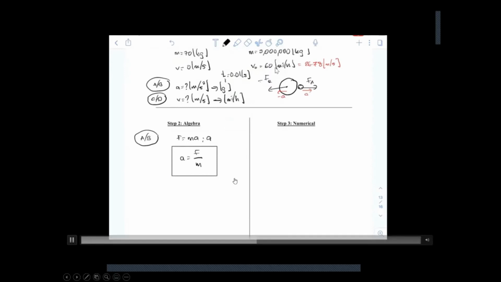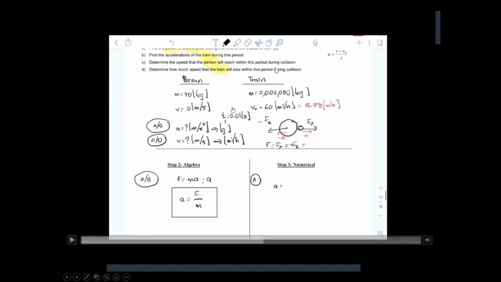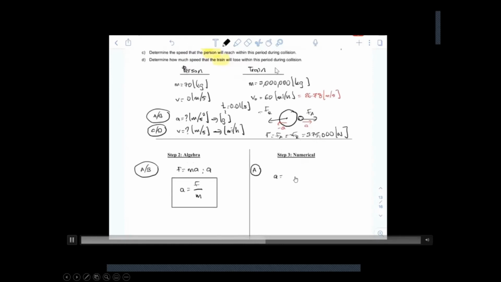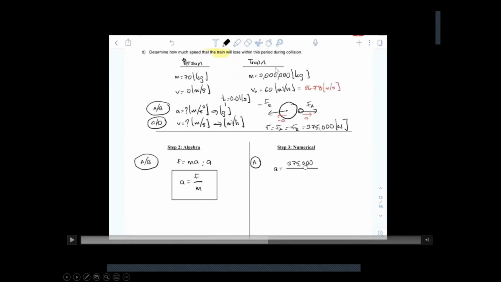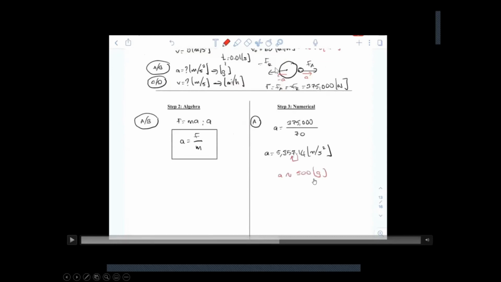Now I can run a numeric calculation on this one. The action force and reaction force are the same. I listed that as well. This is the action force acting on the person, and the mass of the person is 70. Boom, boom, boom. It gives you an answer in meters per second squared. I'm moving the decimal to the left. So it's going to be over 500 Gs. Now I can conclude that the acceleration is going to be deadly.